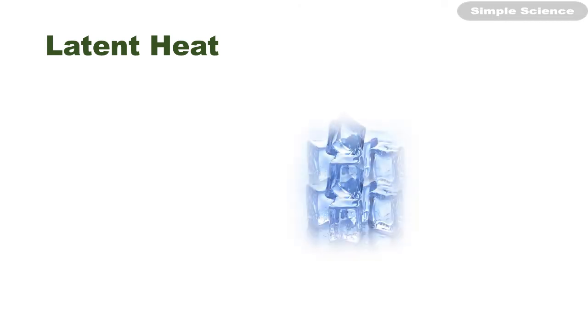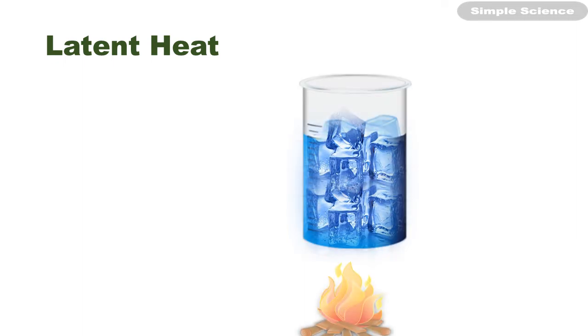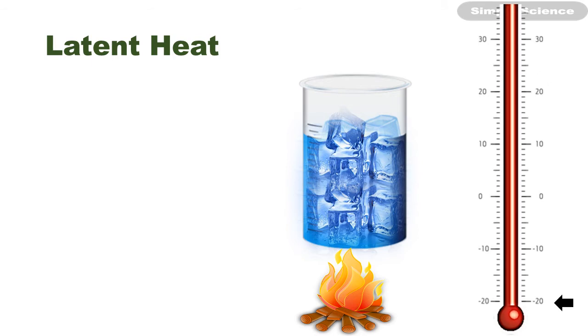What is latent heat? Take a few grams of ice, say 20 grams of ice. Now suppose the ice is at minus 20 degrees Celsius. Now you provide heat to it. When you provide heat to it, what happens? Because of heat, the temperature of ice will increase from minus 20 degrees Celsius to 0 degrees Celsius. But at 0 degrees Celsius, the temperature does not increase even though heat is supplied to it.